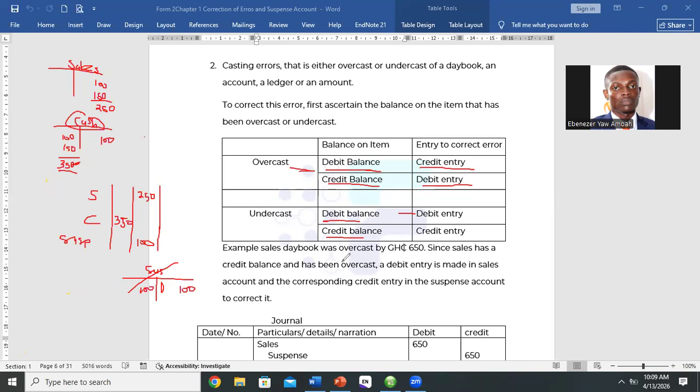So you'll be seeing examples in your questions like sales was overcast, return invoice was overcast, purchases was undercast. Just determine what has been overcast or undercast and check what balance this item has, and then apply the entries accordingly to correct these errors. Please, if you have a question, you can ask.